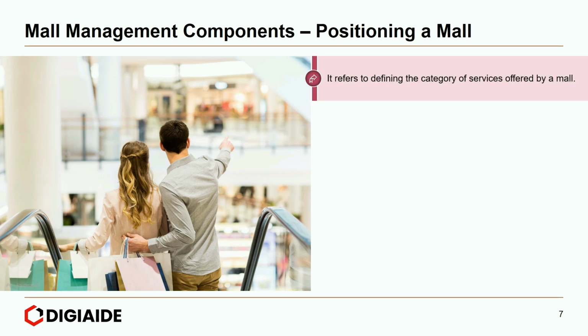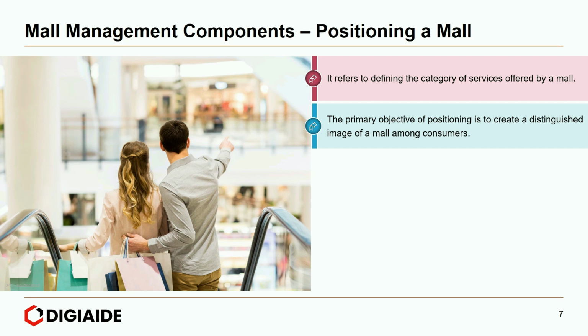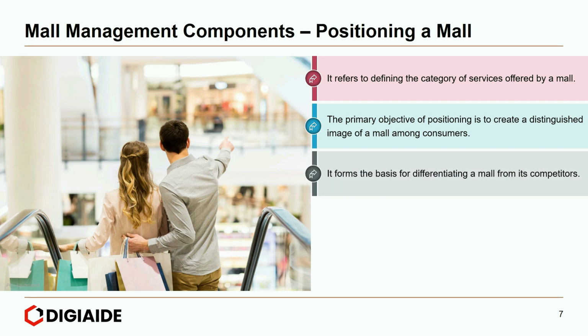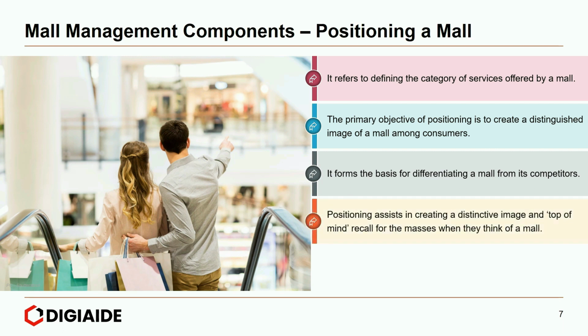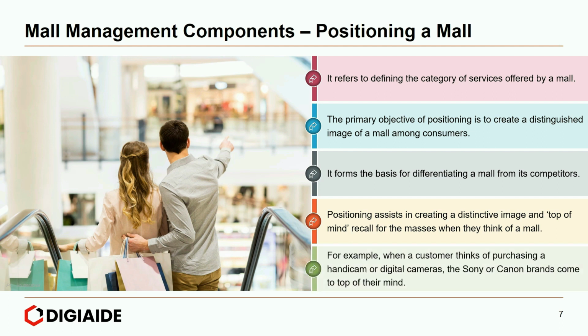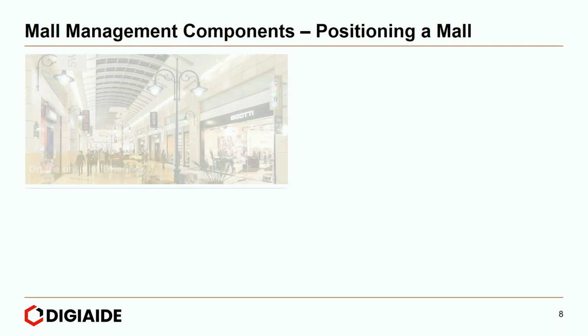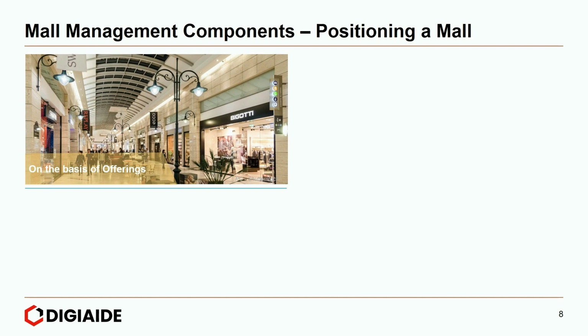It refers to defining the category of services offered by a mall. The primary objective of positioning is to create a distinguished image of a mall among consumers. It forms the basis for differentiating a mall from its competitors. Positioning assists in creating a distinctive image and top-of-mind recall for masses when they think of a mall. For example, when a customer thinks of purchasing a handycam or digital cameras, Sony or Canon brand comes top of their mind.